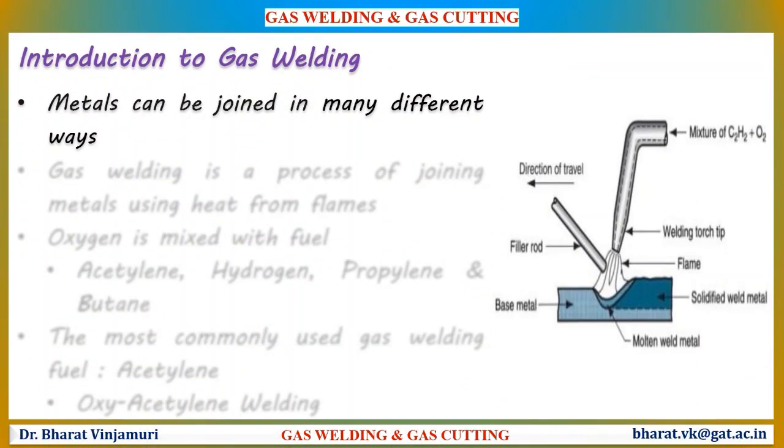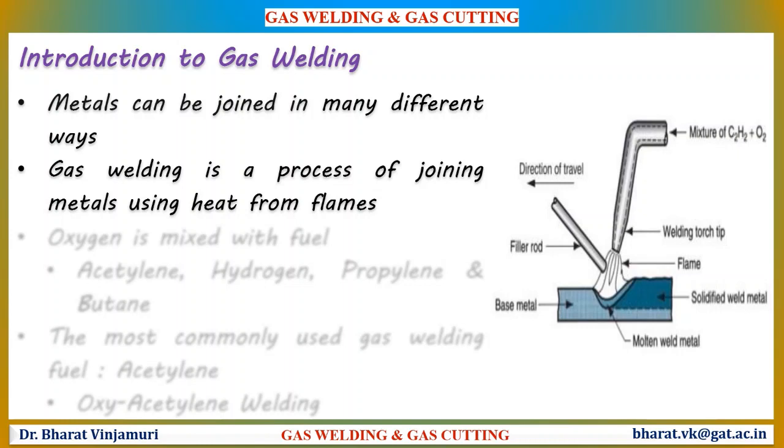Metals can be joined in many different ways. Gas welding is one of the most important ones because of its scope of application. It is the oldest form of heat-based welding and is widely used in many industries. Gas welding is the process of joining metals using the heat transmitted from the flames. Carrying out a welding process with gas welding is relatively easy and does not necessarily require expert welders.